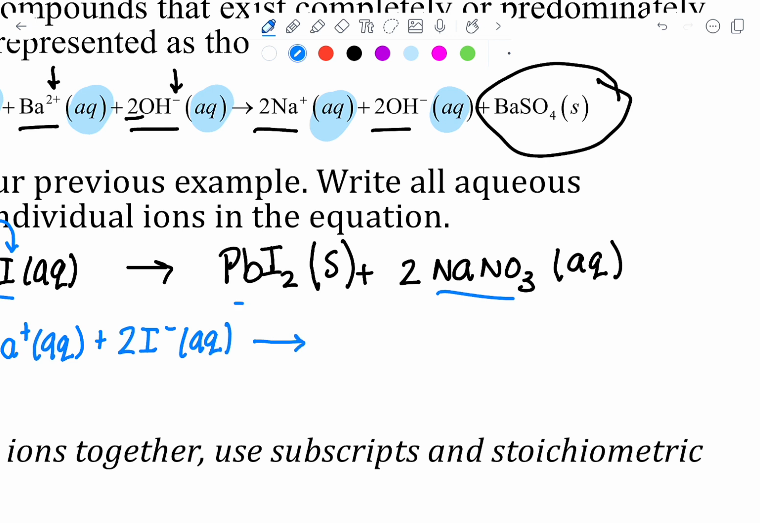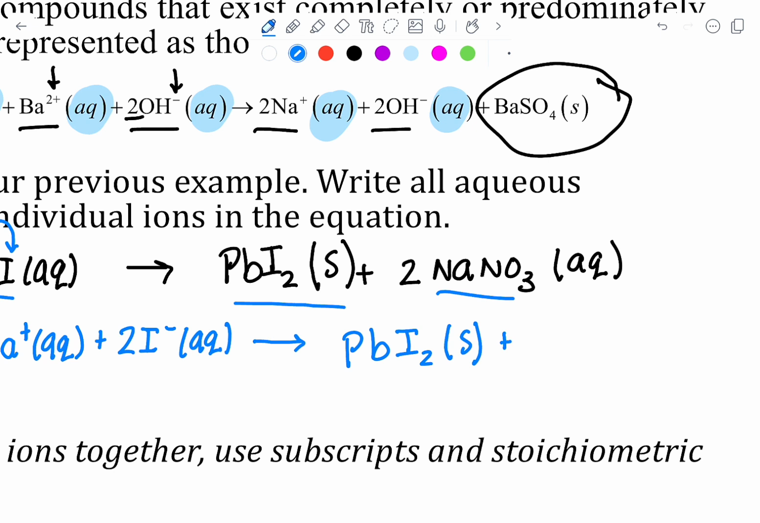PbI2, lead 2 iodide, is a solid. So in the ionic equation, it remains as a solid, because the ionic equation only shows the pieces that are ions in the solutions. So lead iodide is not going to be its ions in solution, it's going to remain as a solid. So we keep that one as is.